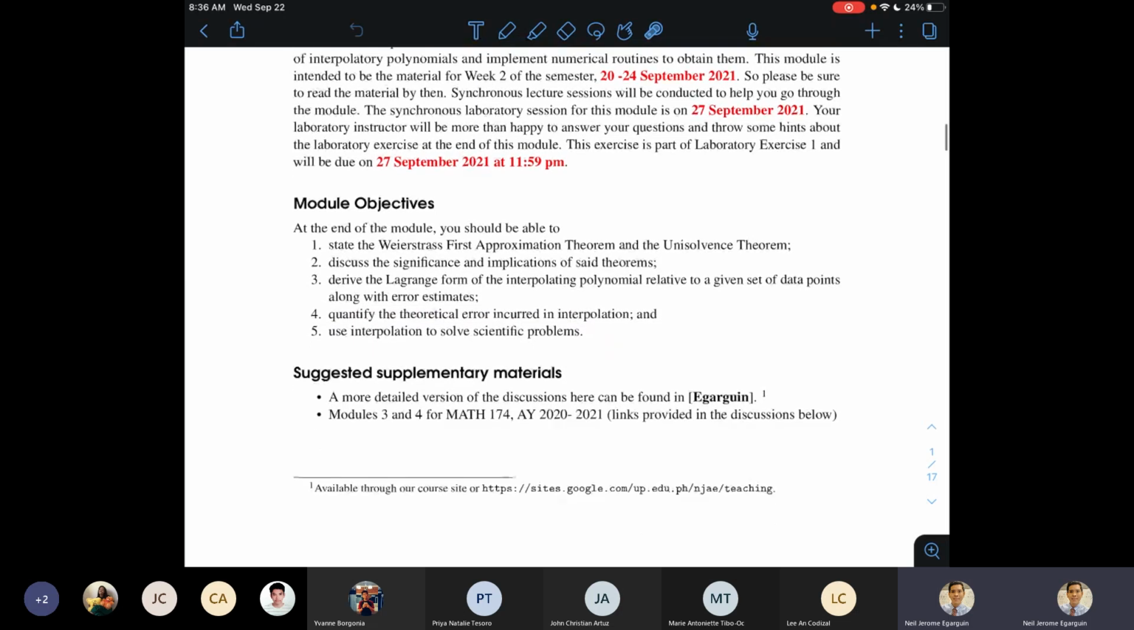So you also have here the suggested supplementary materials. Again, we tried as much as possible to put everything that you'll need in the modules. But if you want to see a more detailed discussion of some of the things here in the module, you can consult these supplementary materials.